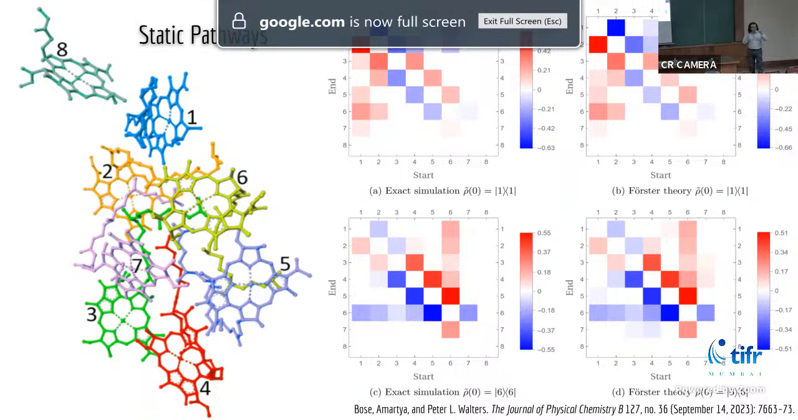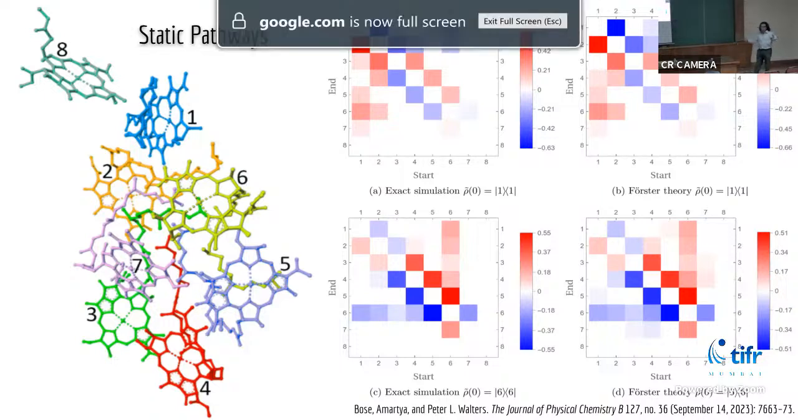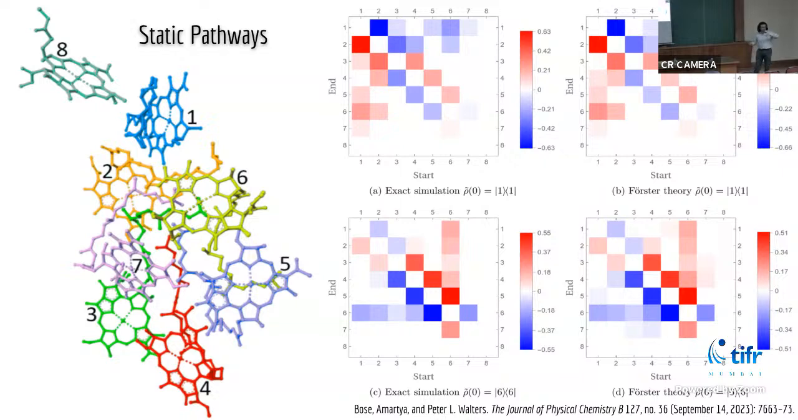This says, at any point of time, if I'm at a particular column, at the chromophore labeled by the column, then what is the propensity for me to travel to the chromophore labeled by the row? So you're starting with an initial condition of one. So you're starting from the first column. Red is high propensity to travel to that particular row. Blue is the reverse. So you can see that one goes to two.